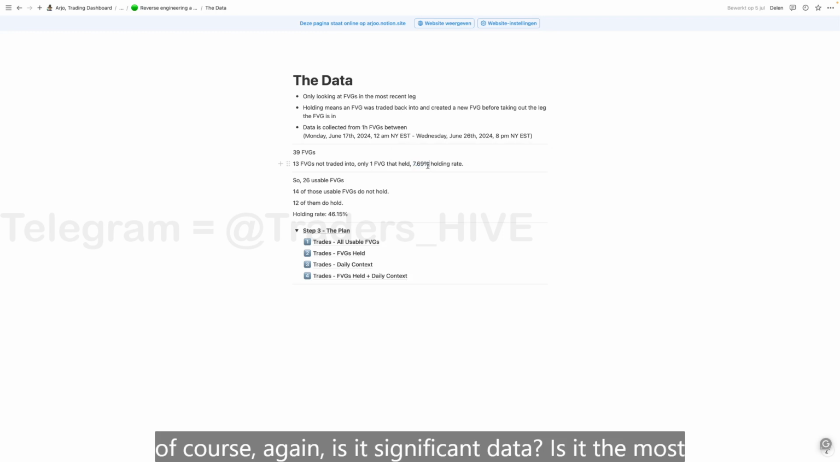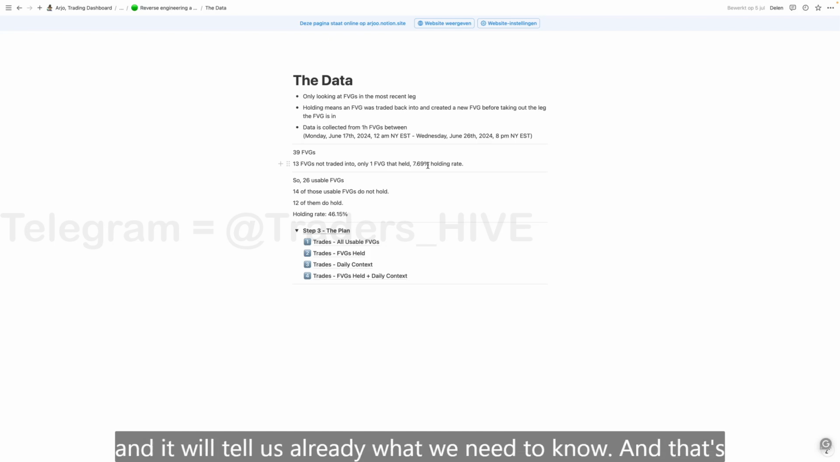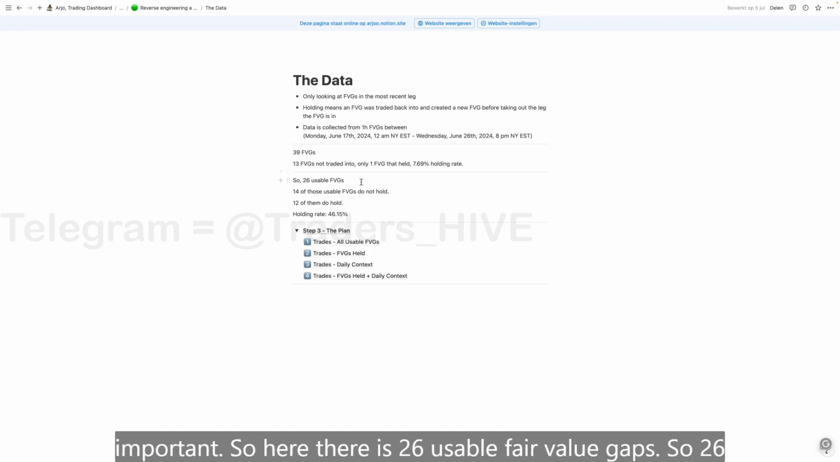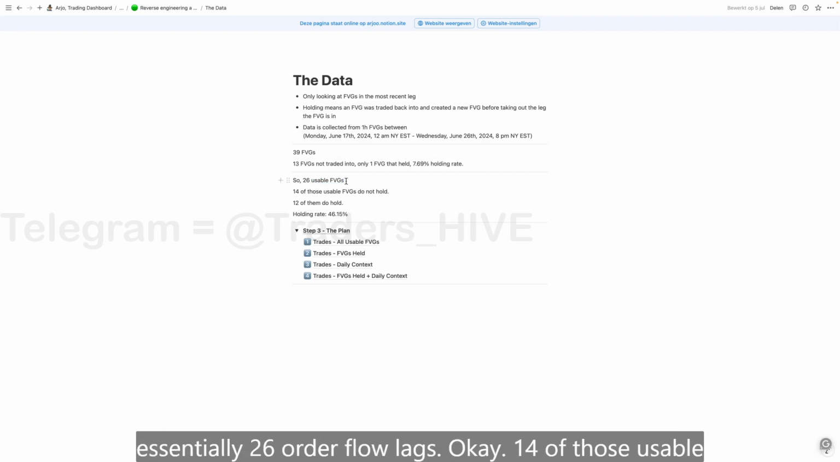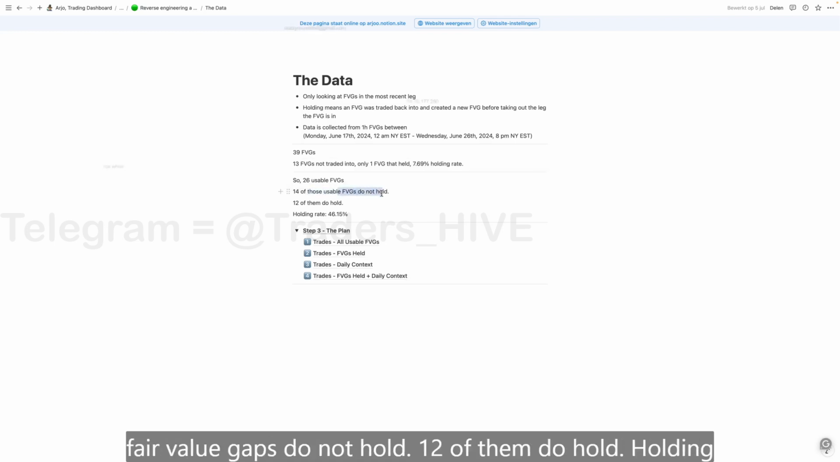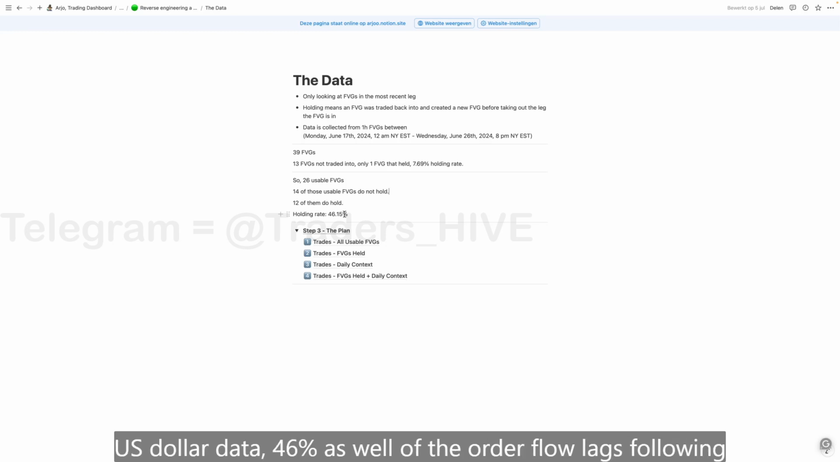Again, is it significant data? Is it the most amount of data in the world? No, but it will tell us enough and it will tell us already what we need to know. And that's important. So here, there are 26 usable fair value gaps. So 26 fair value gaps that are in the most recent lag. So essentially 26 order flow lags. Okay. 14 of those usable fair value gaps do not hold. 12 of them do hold. Holding rate, that's funny. It's very similar to the Euro US dollar data.